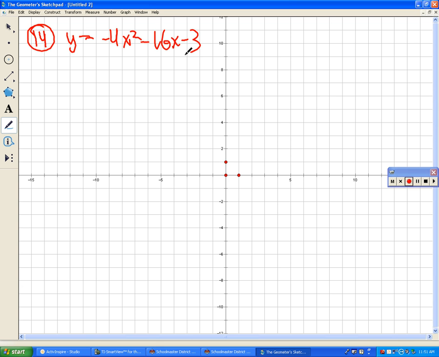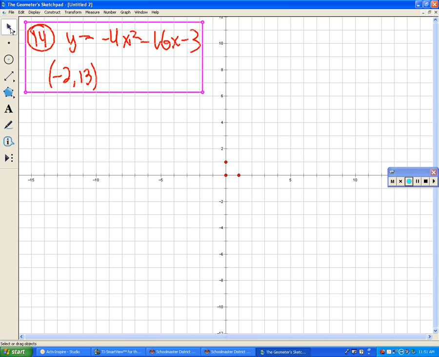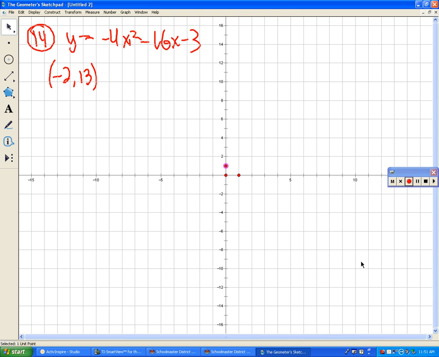All right, number 14. What did we do yesterday? What did we come up with for the x and y coordinates? Negative 2 and 13. Thank you. I got 19. So my scale here, I need to make sure that I can get at least up to 13 on the y-axis, right? And then this one I should be fine just going by ones. So if I go negative 2, 13, then I go back 1, 2, and up 13. So there's my vertex, right?